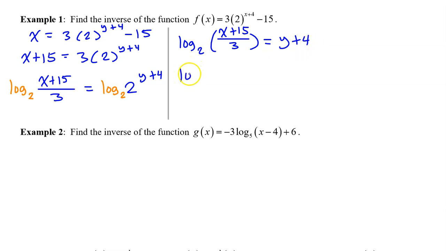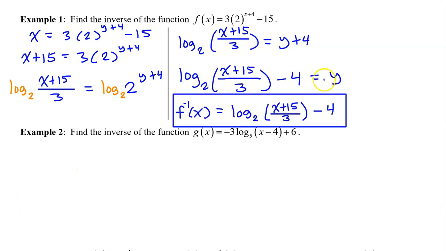So that will give us the log base 2 of x plus 15 over 3, minus 4. This is basically the answer, but since the original function was called f, we should call the inverse f inverse, with a -1 superscript, like this.